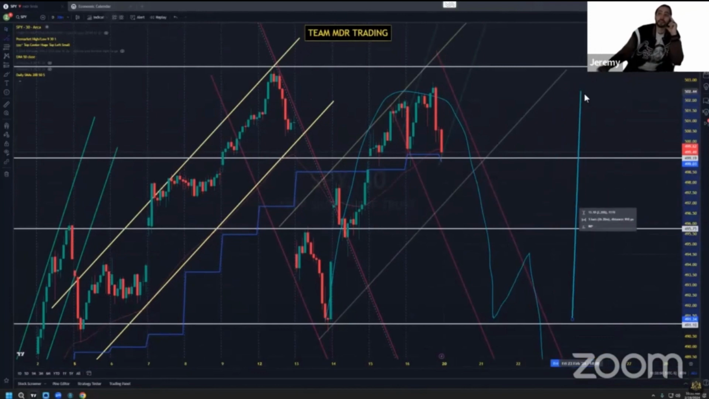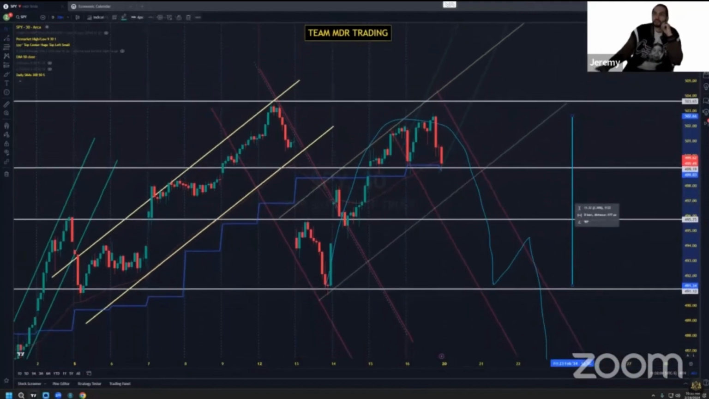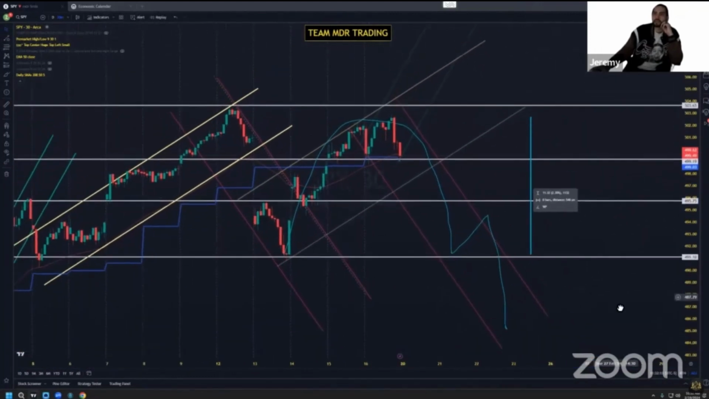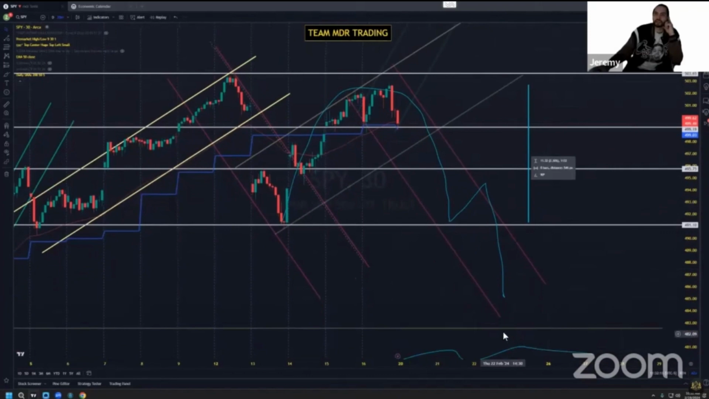I'm calling a 10-point move, guys. Okay, 10 points at least. So let's see what happens if we cut down here. That's a bearish scenario. This is the algo.